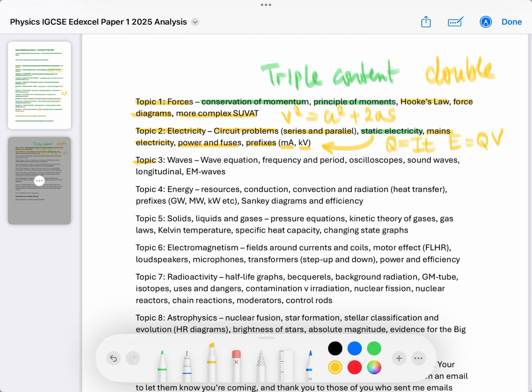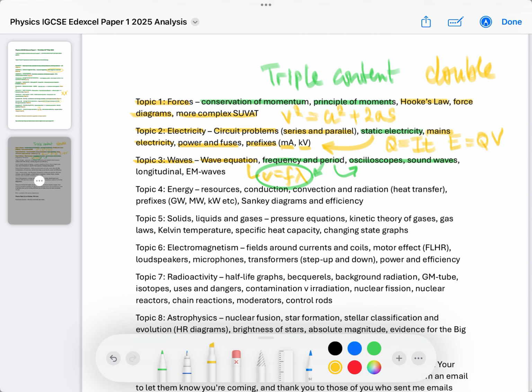Okay, then topic 3, waves. We haven't really had anything on the wave equation, so v equals f lambda. They could, and now I think they're likely to give you something on oscilloscopes, sound waves. And they could give you conversion of frequency and period using the oscilloscope, and then they could link that with the wave equation. So they could find the frequency and then give you the wavelength. I think they could give you that.